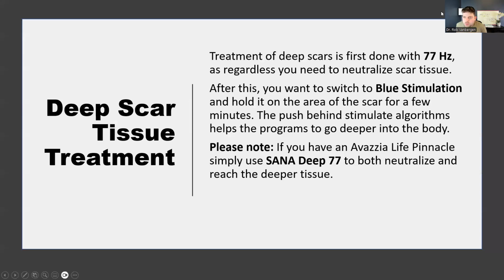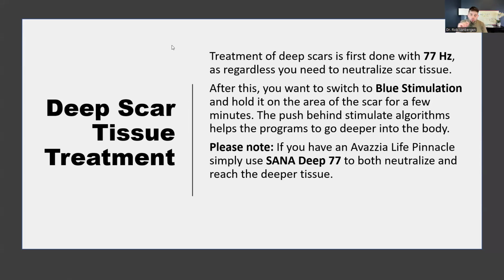So, how do we treat scars? It's really as simple to treat a deep scar as it is to treat a non-deep scar with like an extra step in there. So the treatment of deep scars is first done, just like regular scars, with 77 hertz. 77 hertz neutralizes scar tissue, it realigns the collagen, and it allows water to enter it again, making it conductive. If you don't neutralize scar tissue, you will not heal.